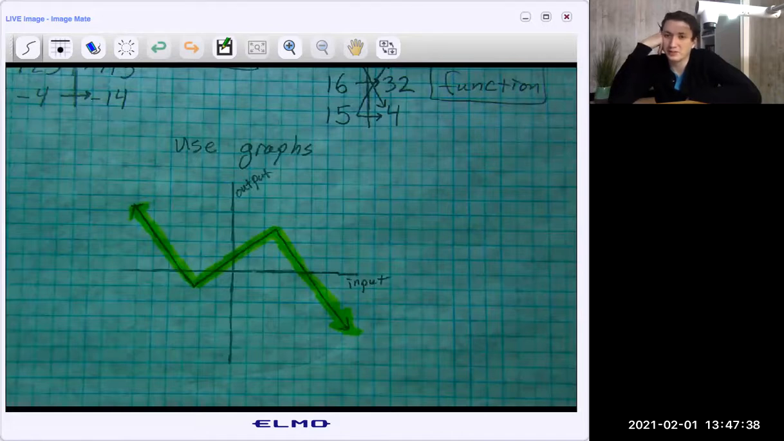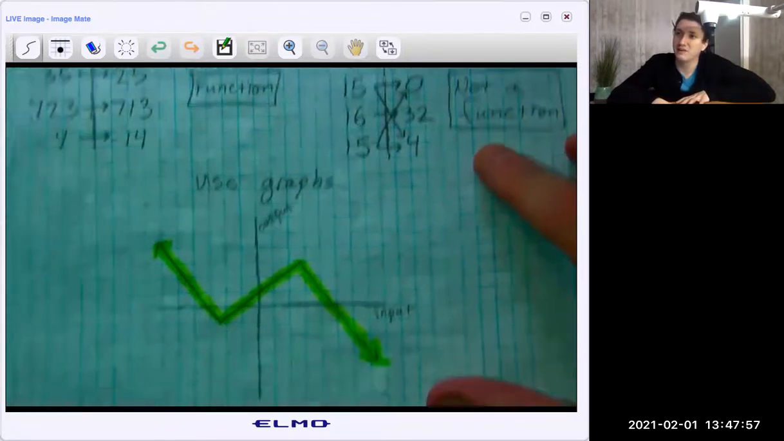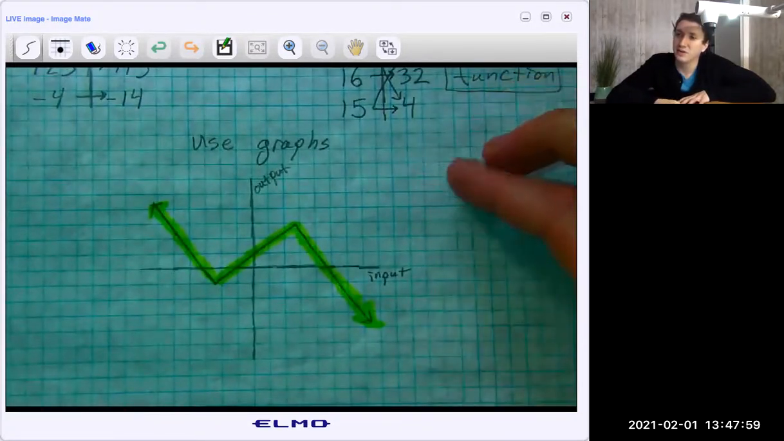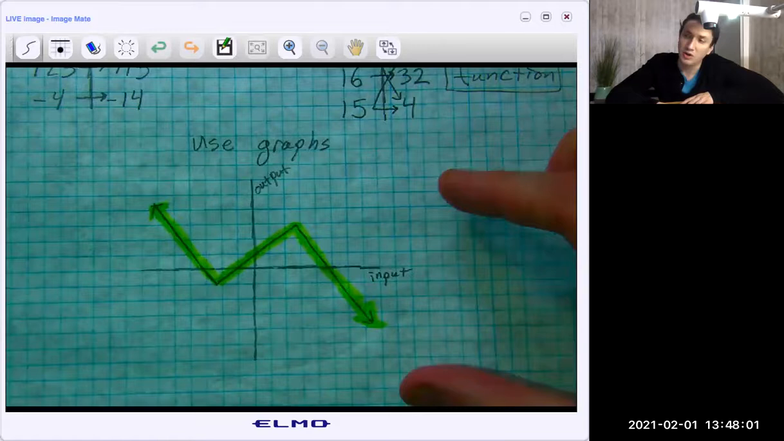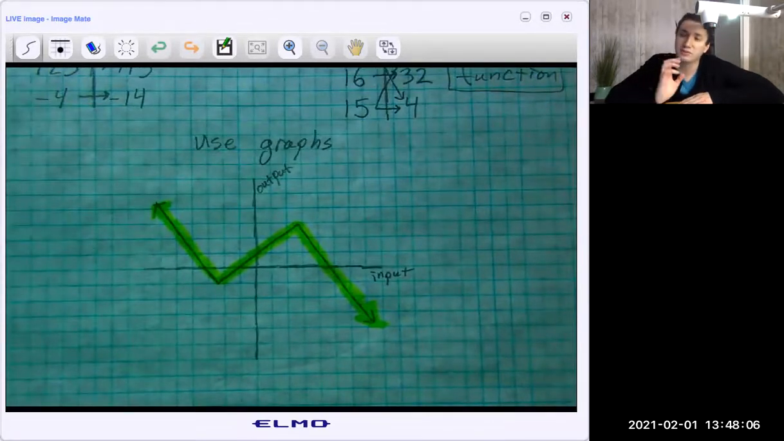It's not a straight line, so maybe not. It's going up and down, so maybe not. Okay, so mathematicians wondered about this for a long time. They were thinking, all right, I don't have all the numbers in a table. I just have it in a graph. How could we figure out if that was a function? I mean, we could make a table if we wanted to, but that would be extra work. Is there a way we can just look at this and figure it out?